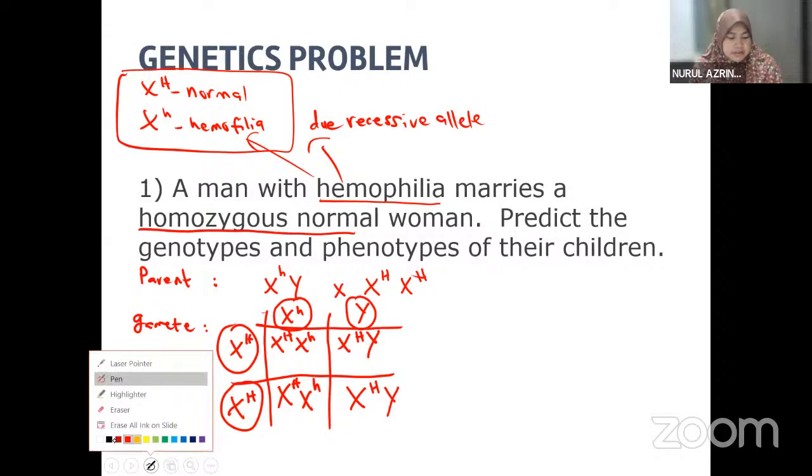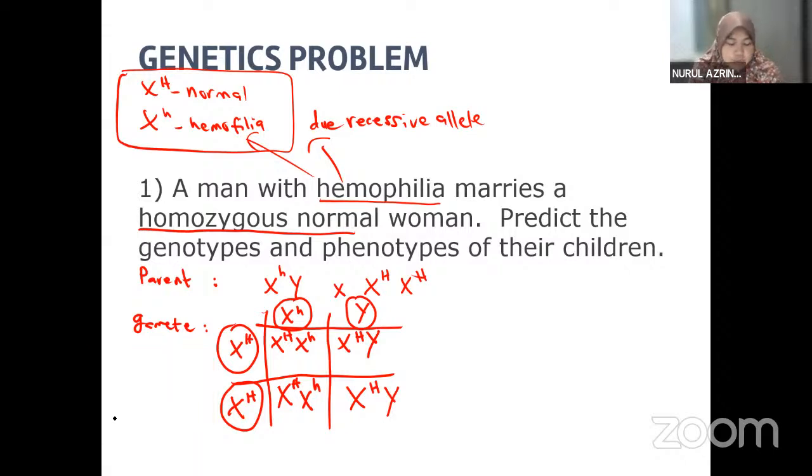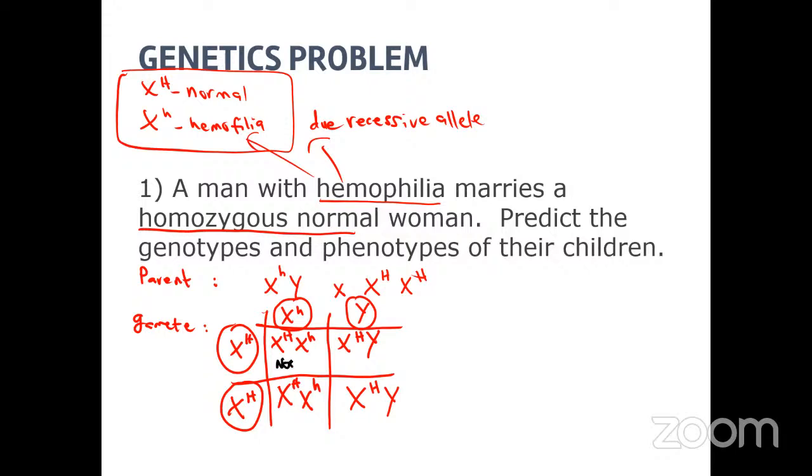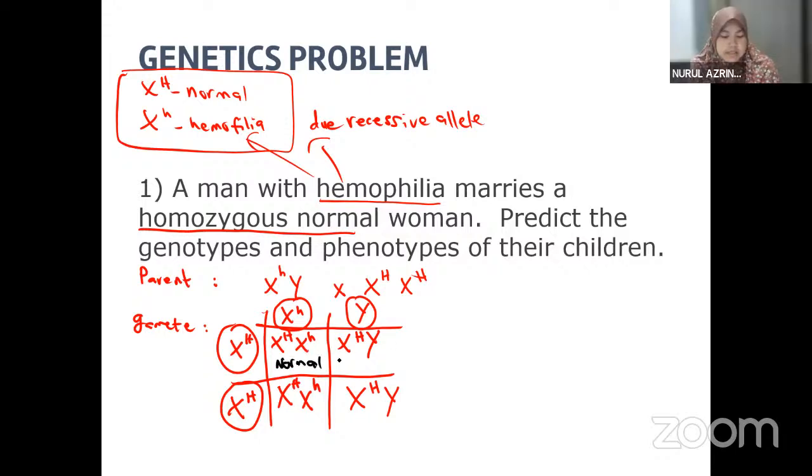Okay. And the phenotype, jangan lupa letak dalam kotak tu. X capital H, X small h. So this female will be normal. Okay, normal. Okay, next yang sebelah ni, lelaki ni pun normal. Yang ni pun normal. Yang ni pun normal. Is it? Betul tak? Check sekali dengan madam.